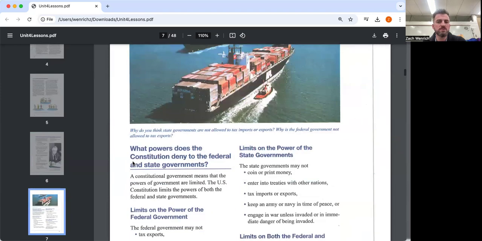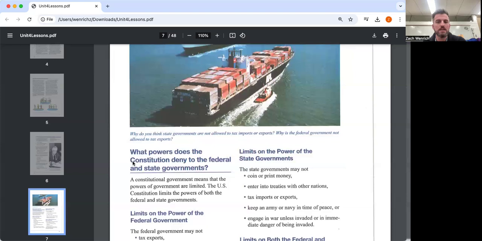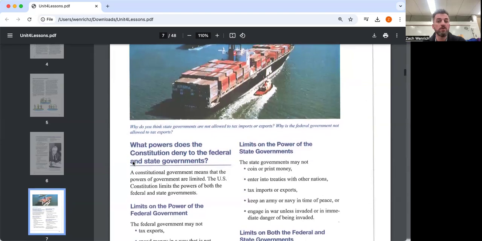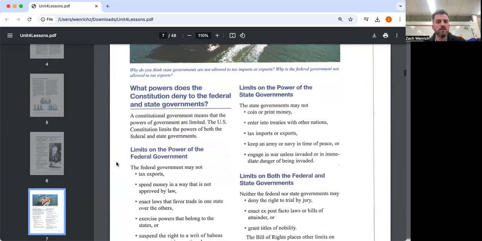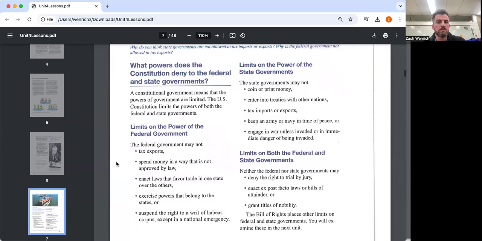So what powers does the Constitution deny to the federal and state government? A constitutional government means that the powers of government are limited. The U.S. Constitution limits the power of both the federal and state governments. Limits on the federal government.